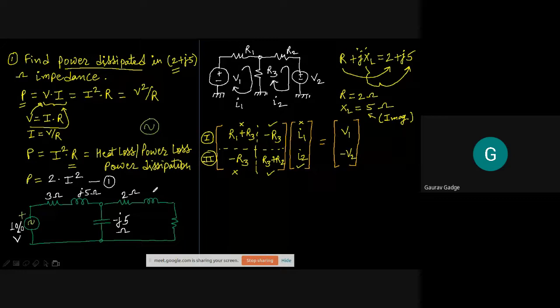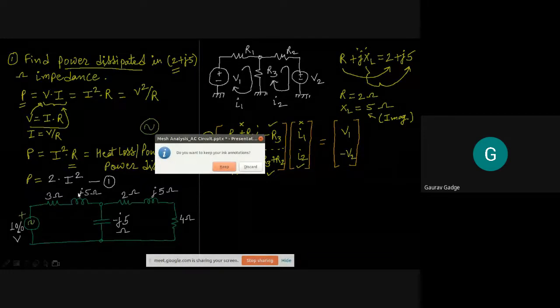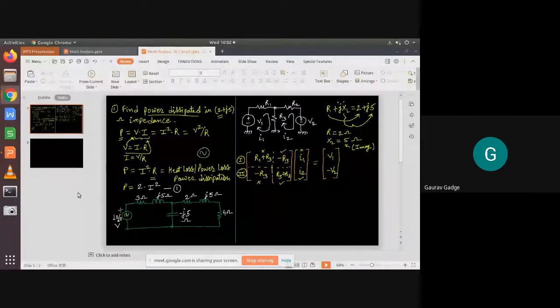Now the power which we have to find out is given here. So this is our numerical which is given, and we have to find out the power consumed for this particular branch.